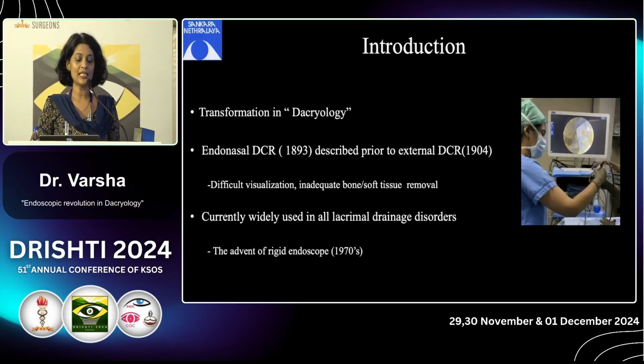There has been a transformation in dacryology in the past few decades. And surprisingly, endonasal DCR was described many decades prior to the first external DCR. This was due to the difficult visualization and inadequate bone and soft tissue removal. Endonasal DCR was not in vogue at that point in time. It is only after the advent of the rigid endoscope in the 1970s that the endoscope has been widely used for almost all lacrimal drainage disorders.